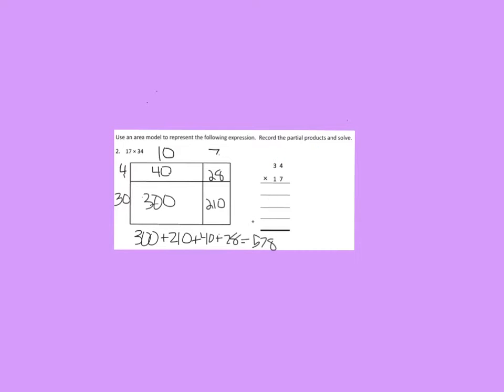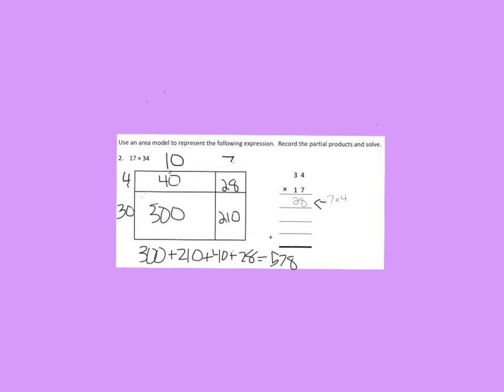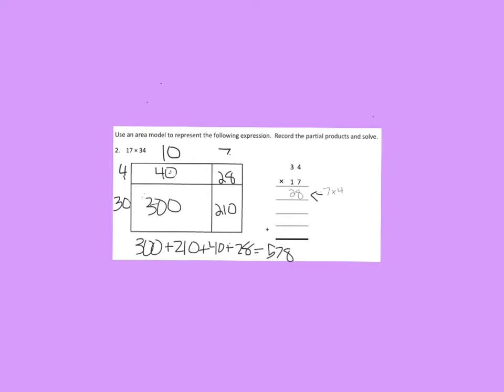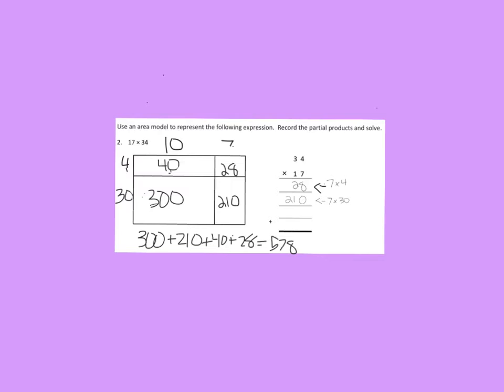So first we're going to see what 7 times 4 is equal to. Next, we'll figure out what 7 times 30 is. Remember, we broke 34 down to 30 and 4, so that's why we're multiplying 7 times 4 and also 7 times 30. Next, we're going to multiply 10 times 4.